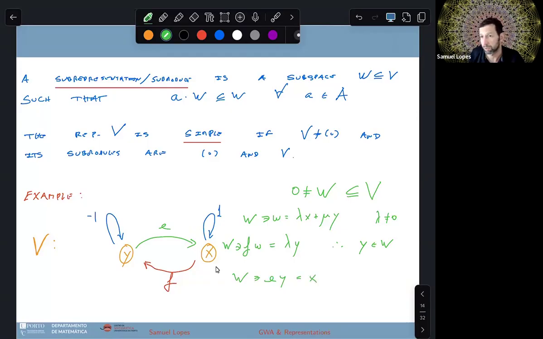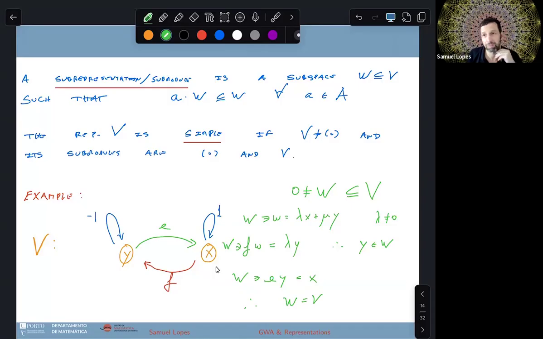So X is also in W. So if W contains a basis, W must be equal to everything. And so we've just proved that if we have a sub-representation which is non-zero, it must be equal to V. So this shows that V only has two sub-representations, which is 0 and itself. So this shows that our representation is simple.